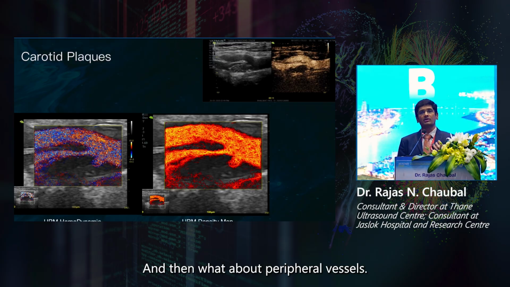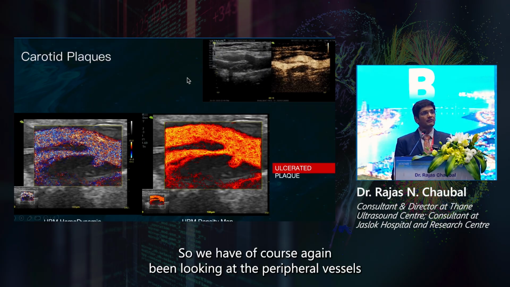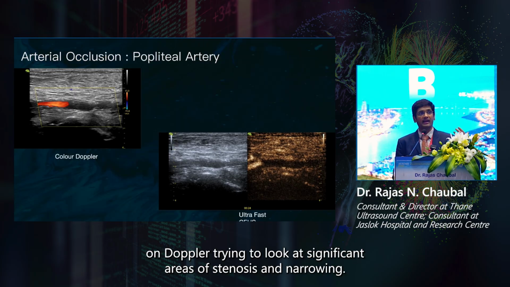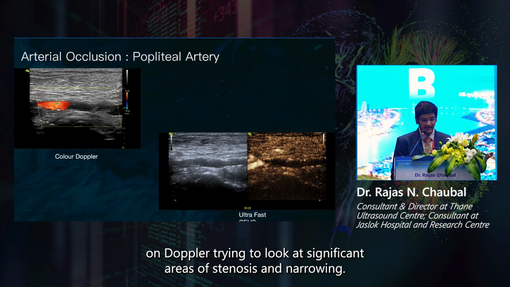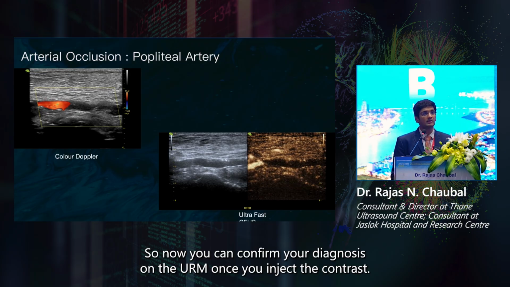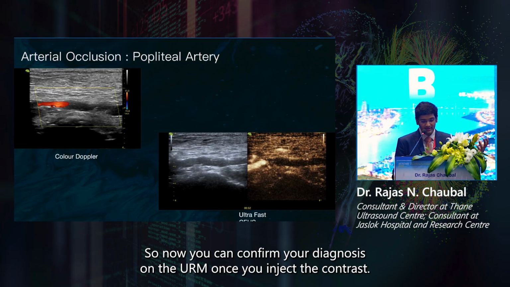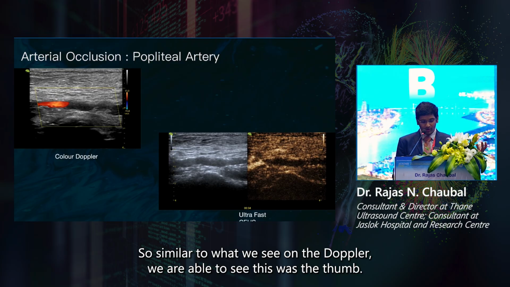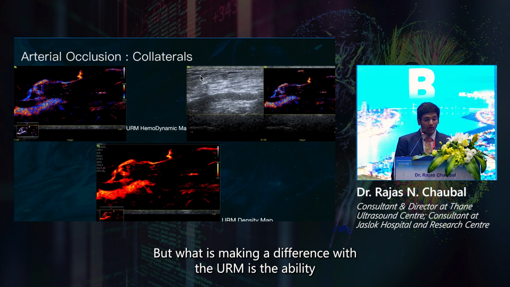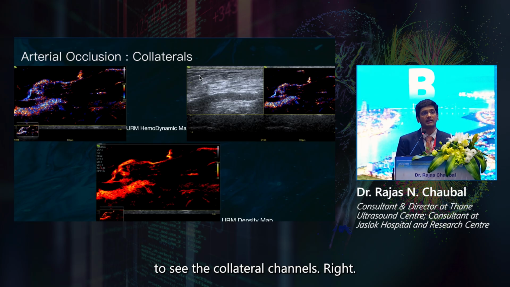And then what about peripheral vessels? We have, of course, again been looking at the peripheral vessels on Doppler, trying to look at significant areas of stenosis and narrowing. So now you can confirm your diagnosis on the URM once you inject the contrast. Similar to what we see on the Doppler, we are able to see this pre-occlusive thumb.